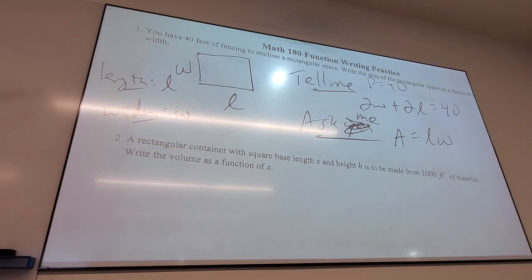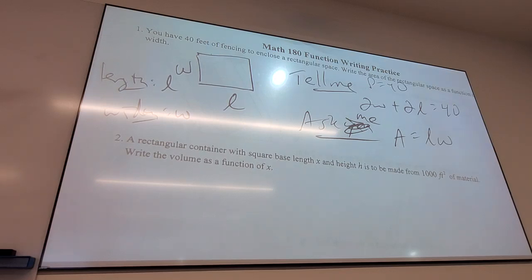So I call these tell me, ask me problems, because they will almost always tell you something, volume, whatever, and then they'll ask you something. So if you just write an equation for both of those, you can see how they want to interact. Are you with me? What they told me is obviously the perimeter, and we know the formula for the perimeter of a rectangle. Easy. What they asked me is equally easy. It's the area of a rectangle. Length times width.